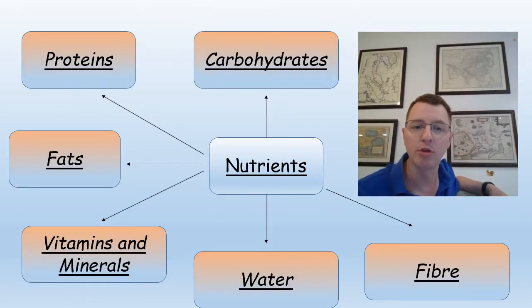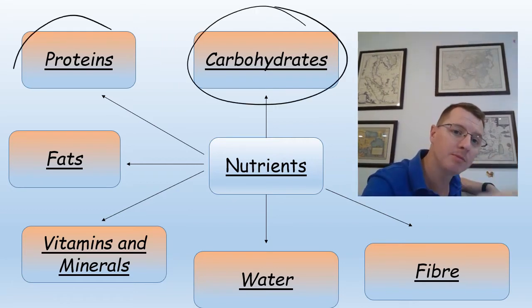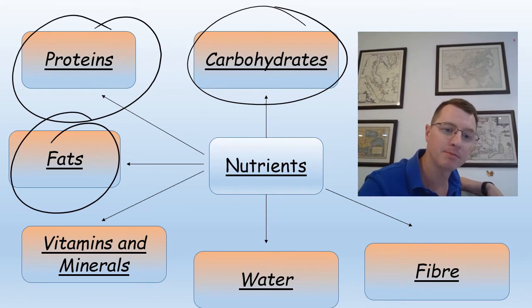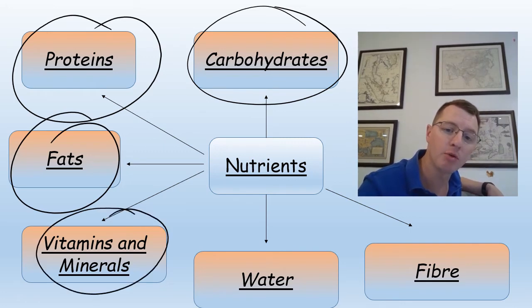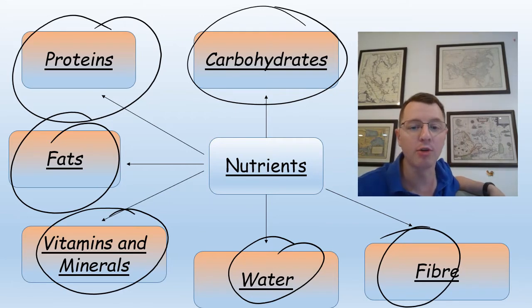So what are the nutrients? What nutrients should we be trying to consume? Well, there are 7 nutrients, depending on how you define them. Carbohydrates, proteins, fats, vitamins and minerals, water and fibre. Each one is a key part of your diet, and we must consume them all, as we've just said, in the correct amounts.